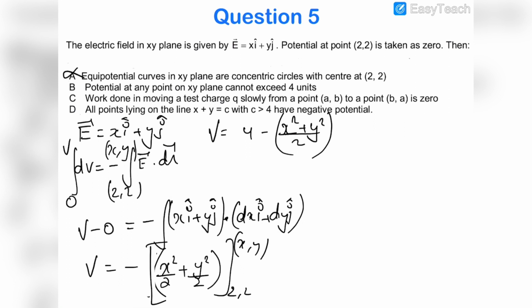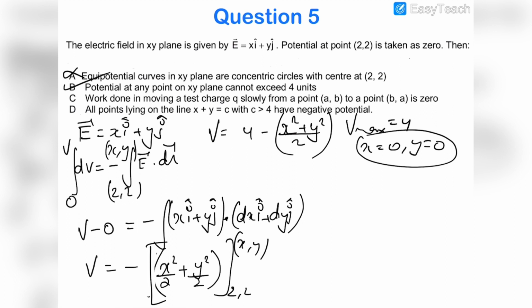And you can also see that the maximum value of this function is 4. So V max can be 4 when x is 0 and y is 0. So moving away from the origin in the direction of electric field, potential will decrease, and potential is maximum at origin, which is 4. So it cannot exceed 4. So B is correct. The work done in moving a test charge slowly from a point A comma B to B comma A is 0.